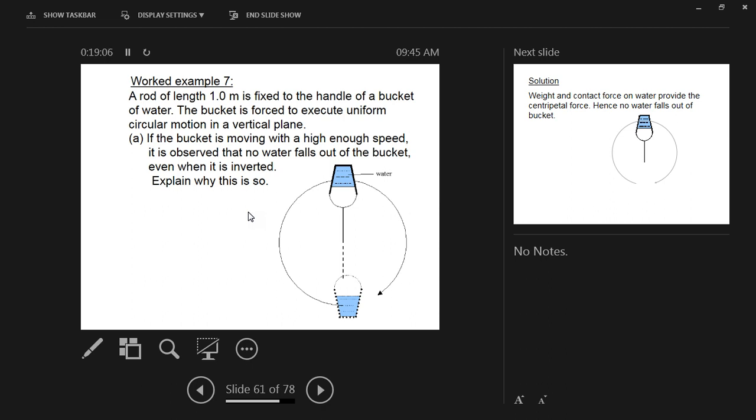Do you believe that no water will fall out of the bucket, just like the ball? Anybody want to try? I didn't bring a bucket of water. I brought a bottle of water. What happens if I turn it upside down? Of course, it must be in a vertical circle. If it's not in a circle and I turn it upside down, you can see that the water will all fall. So what happens if I swing it in a vertical circle?